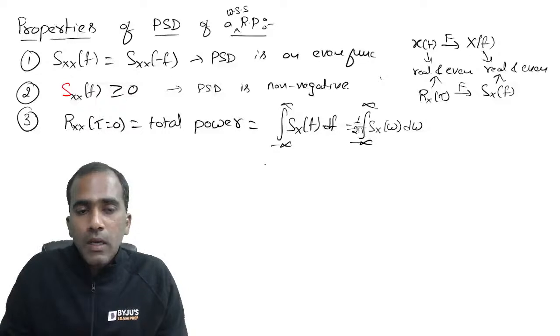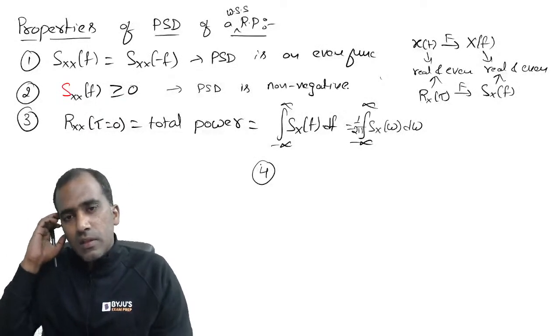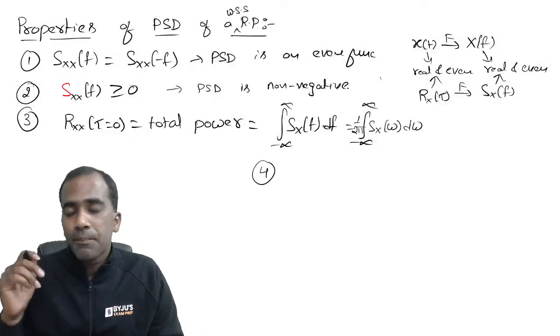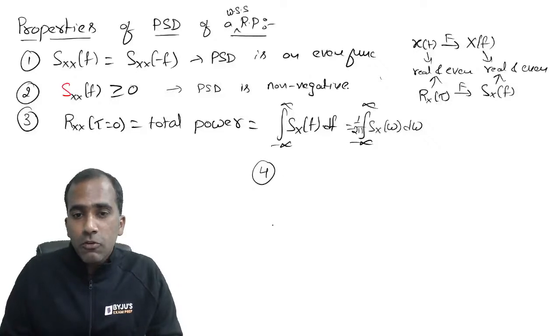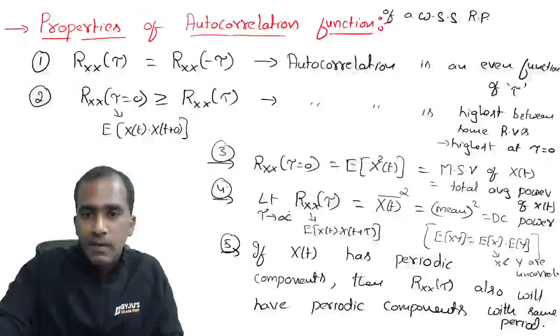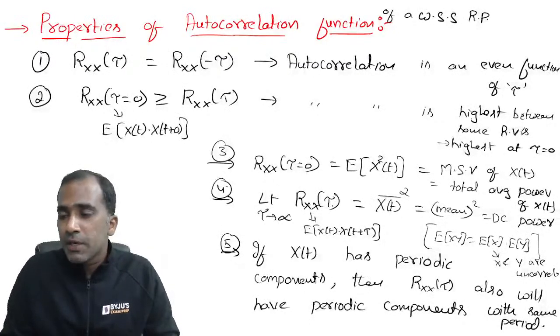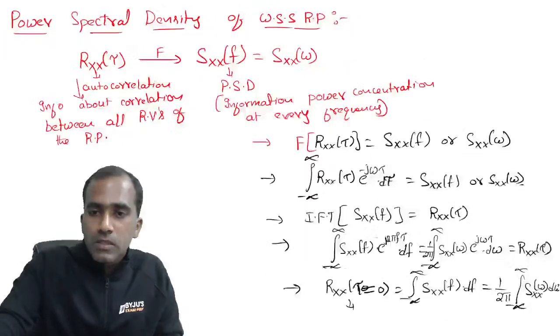Okay, right. So what is the fourth point? The fourth point is what we have discussed previously, regarding the DC power. The fourth point in the autocorrelation function is about DC power, right? Yes, DC power. How do we get DC power? By using the autocorrelation function, by putting tau equal to infinity.